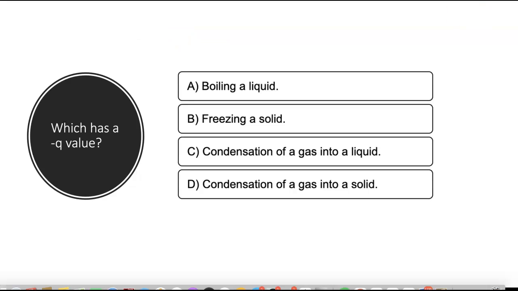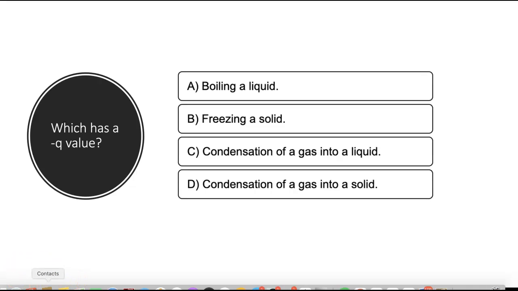And so as I'm looking at that and started talking about this, boiling a liquid. Well, I think to myself, okay, so if I'm going to boil a liquid, I'm going to put it on my stove at home. I'm going to have to turn on the energy. I'm going to have to put energy into it. I'm going to pay for that energy too, by the way. And so boiling a liquid would be endothermic.